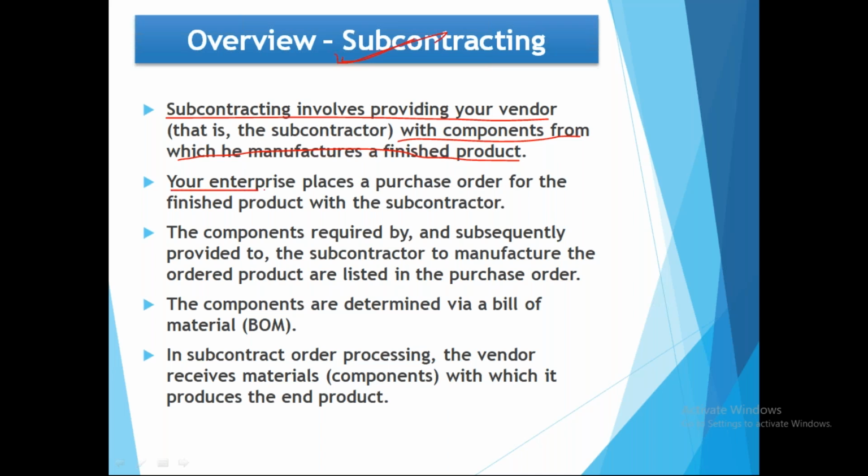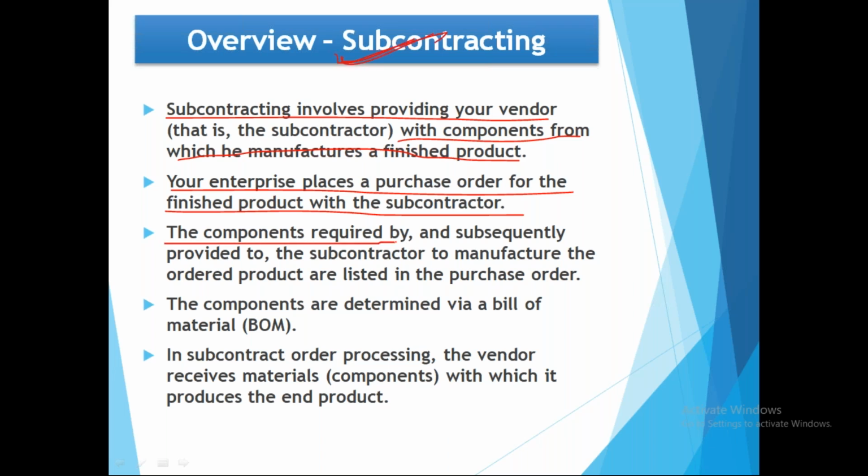So that scenario is called subcontracting. Your enterprise places a purchase order for the finished product with the subcontractor. Like in your organization, there may be a machine or capacity constraints. Due to various reasons, you may not be able to manufacture the product. That time you will ask the vendor supplier to manufacture the product, but you will give the raw materials required for production to the vendor supplier, which is called subcontracting.